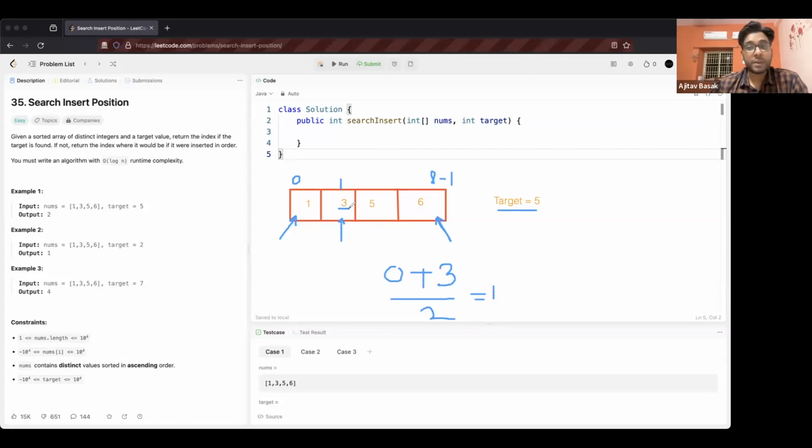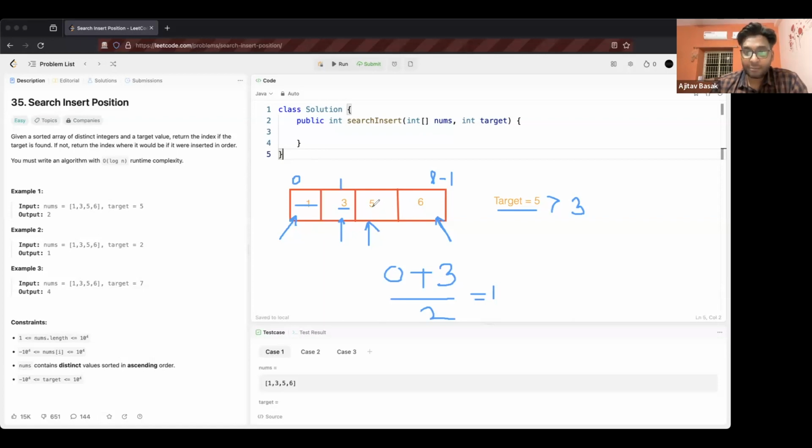Now, we have two options. Either the target is lesser than this number or it is greater than that number. In this case, target 5 is greater than 3, which means that the previous number on the left will also be not equal to 5, or also not the place where 5 can be inserted. So even without checking the number, we can say that the number is not to be considered in this problem. My left, which was at position 0, straight away moves to mid plus 1. Because we have already considered mid, we are considering the next value to be the left.